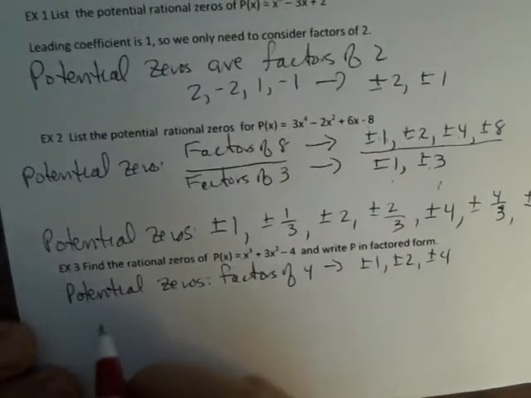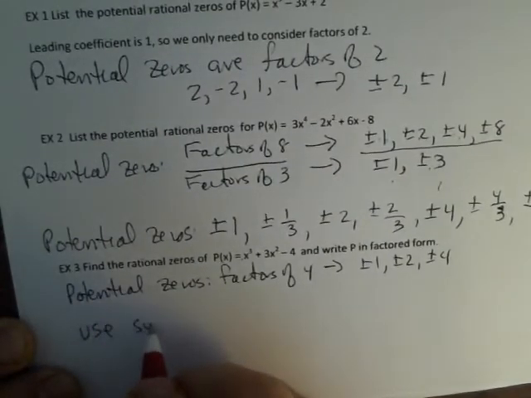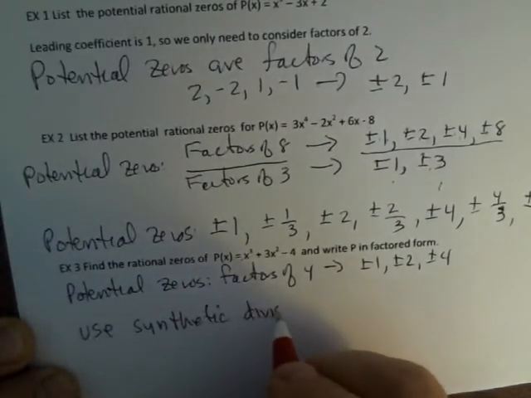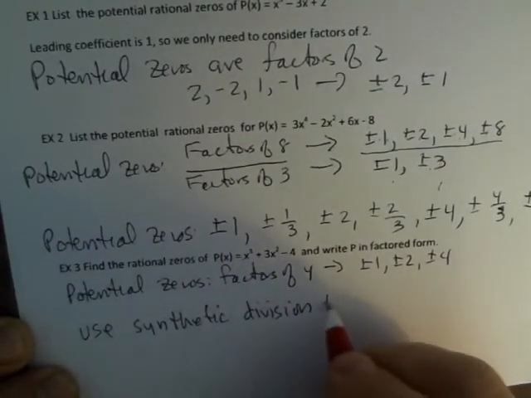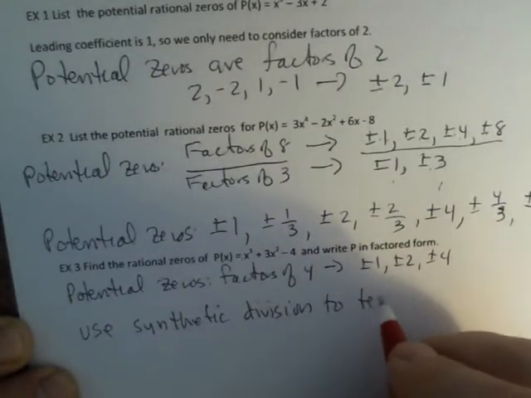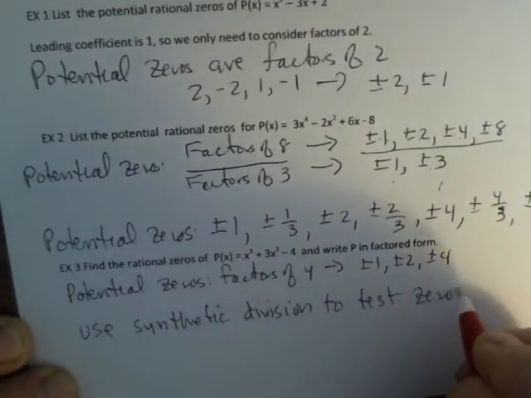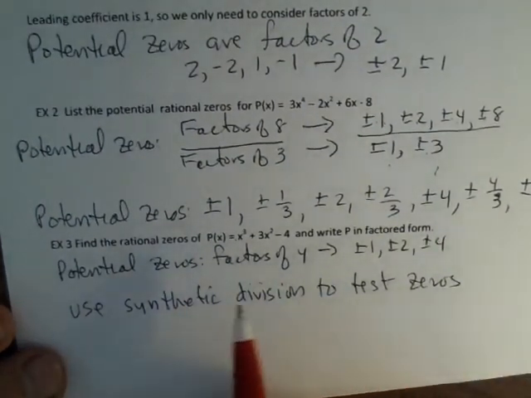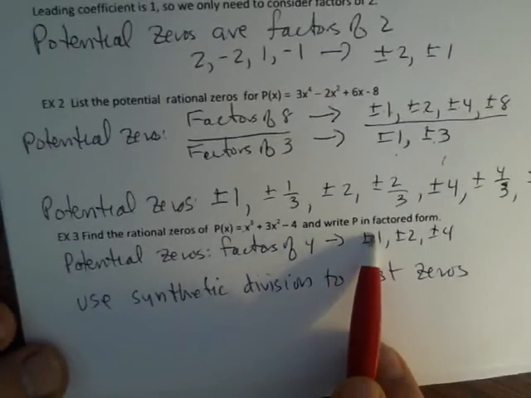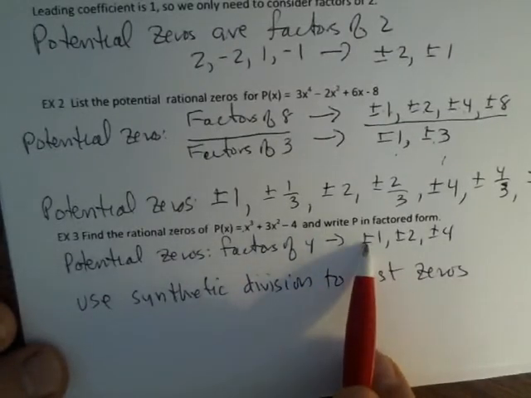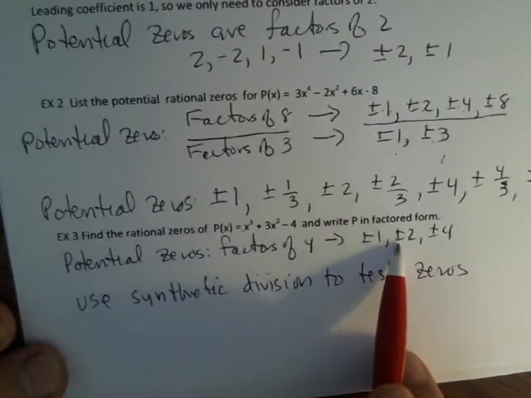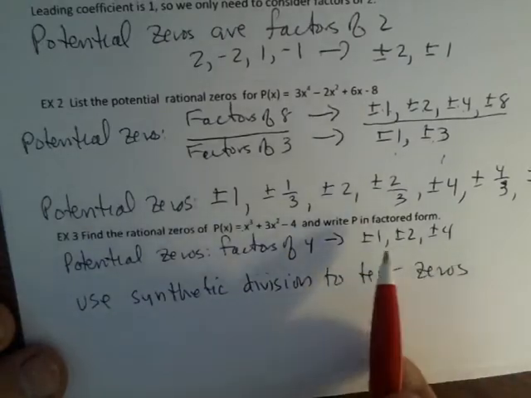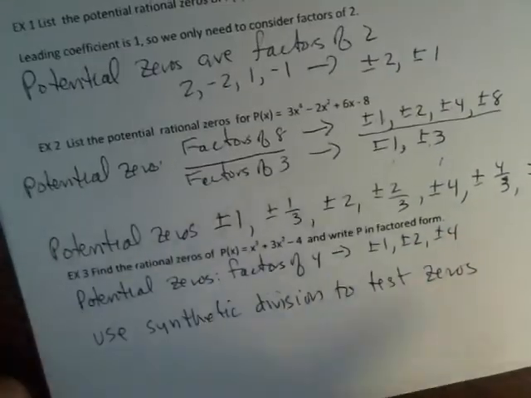So next, I use synthetic division to test zeros. Okay, so here's where you need to be organized. Don't be jumping around. Start with positive 1. If that doesn't work, go to negative 1. Go to positive 2, negative 2, and so on and so forth till you've either exhausted all of them or you find a 0.